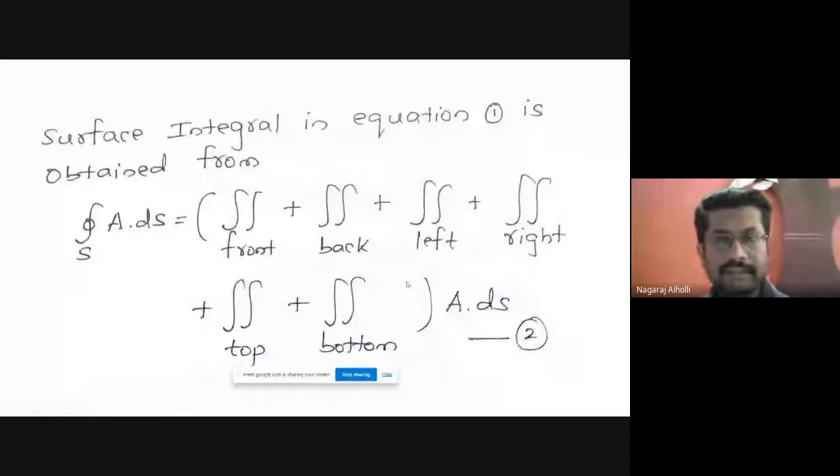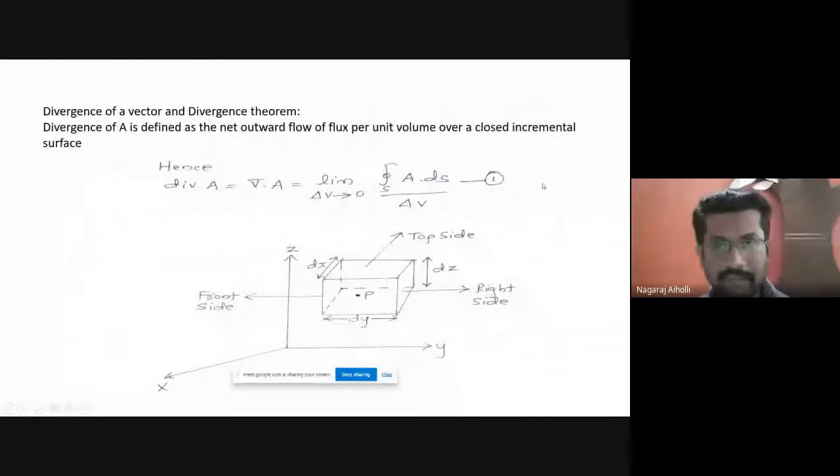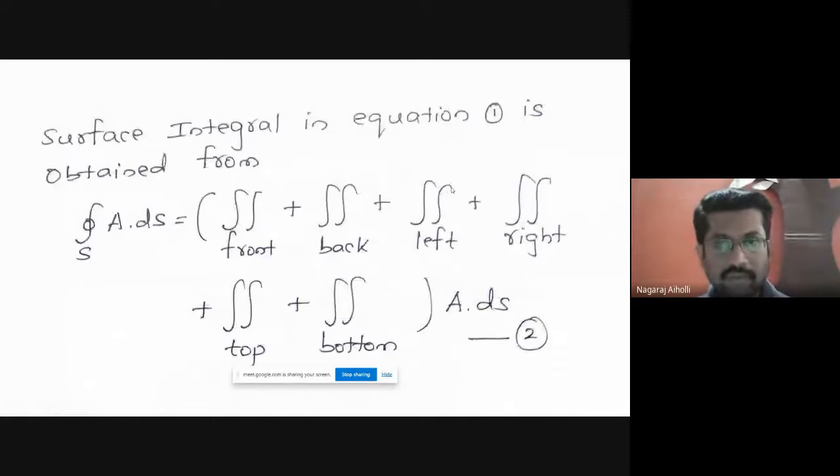The surface integral in equation 1 is obtained from, what is equation 1? This is our equation 1. We want to find the closed surface integral of the vector A with respect to ds. Here, to obtain the surface integral, we have to integrate A dot ds over the front surface, then over the back surface, left surface, right surface, top surface, and the bottom surface, is it not?